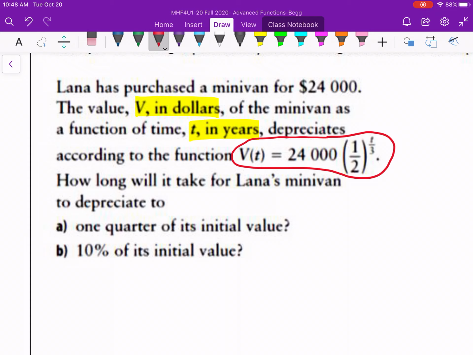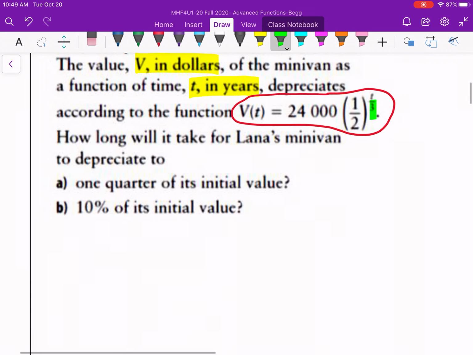And at 6 years, t over 3 would be 2, it would cut in half again. And at 9 years, it would cut in half again. So every 3 years, the value of the van cuts in half. If we know how to interpret it, all we have to look at is the 3 on the bottom, and we'll know that that is our half-life, so to speak. The half-life of the van, at least the value of the van, is 3 years.